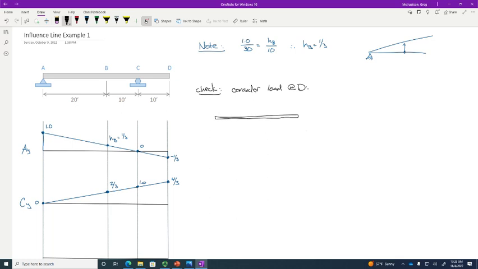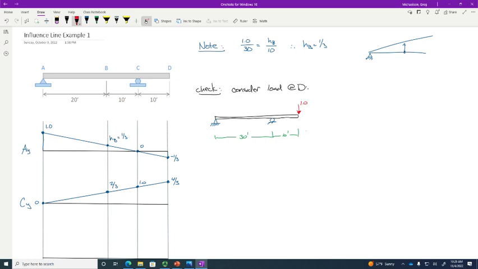So here's the structure. We have a roller here, a hinge there, a roller there. This dimension is 30 foot. This dimension is 10 foot. Now what happens if I place a load right here? Let's say I place a unit load right there. What are my reactions?